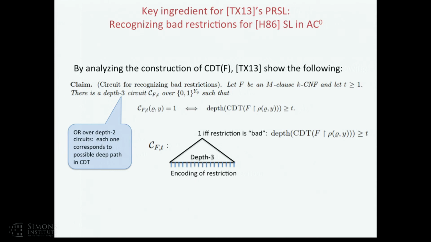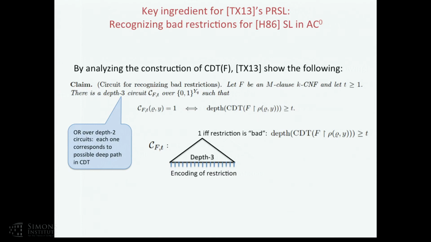It says that since this canonical decision tree construction is so simple, it's possible to show that there's a very simple circuit, a depth 3 circuit, which outputs 1, given as input the bit string describing a restriction, if and only if that restriction is a bad restriction, a restriction which leads the canonical decision tree to have large depth.